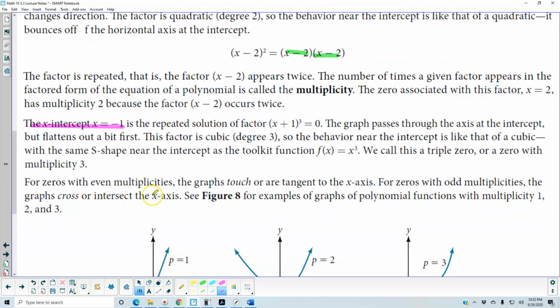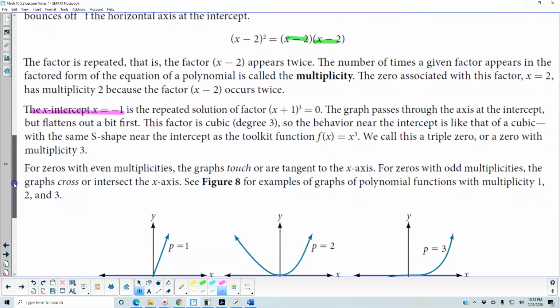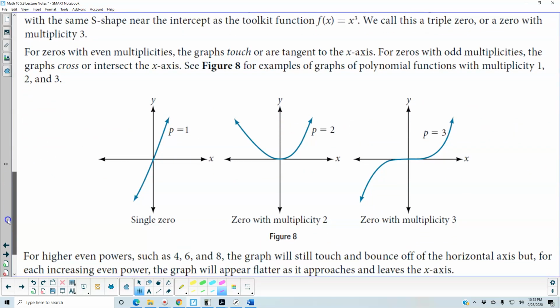So for zeros with even multiplicities, the graphs touch or are tangent to the x-axis. For zeros with odd multiplicities, the graph crosses or intersects the x-axis. Taking a look at Figure 8, we can see examples of graphs of polynomial functions with multiplicity of 1, 2, and 3. Here we can see that it's passing through with a multiplicity of 1. Over here, it's bouncing off the x-axis, so this is a zero with a multiplicity of 2. And over here, you can see that this flattens out at the intercept and goes through the x-axis. So we have a zero with multiplicity 3.